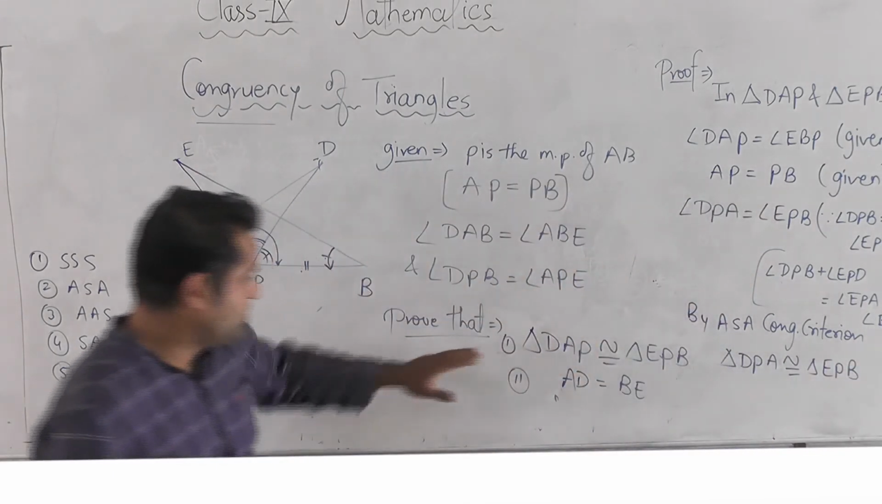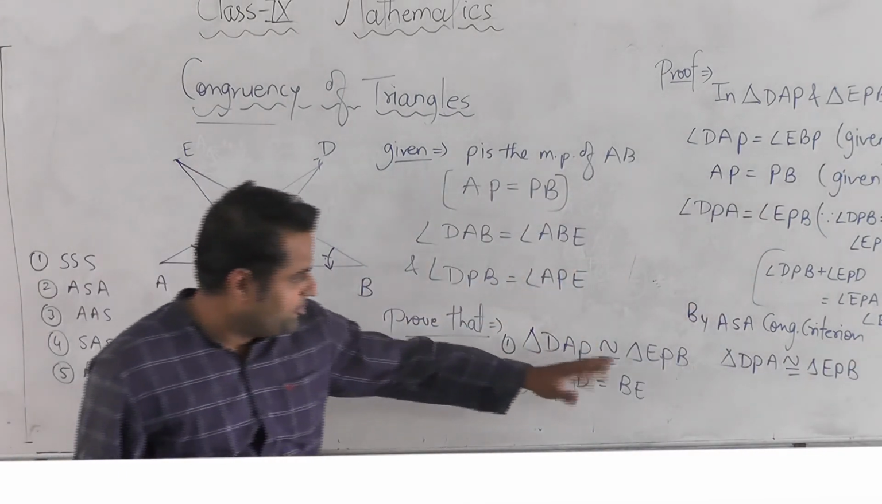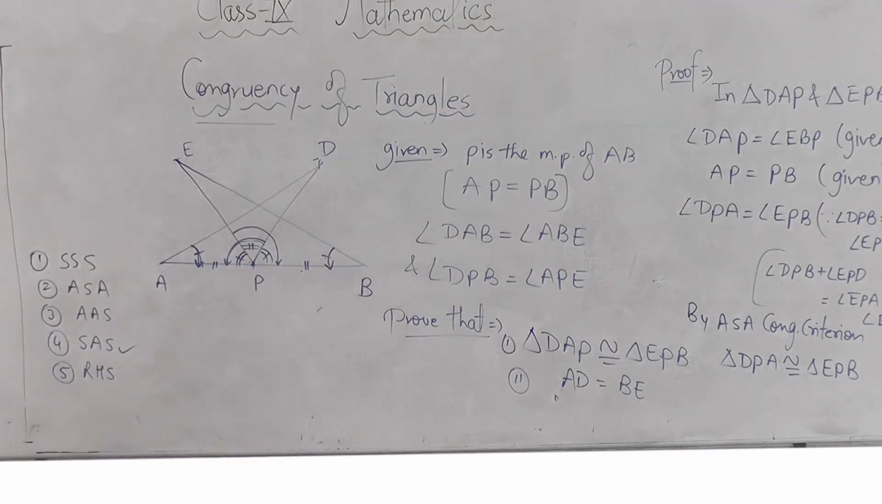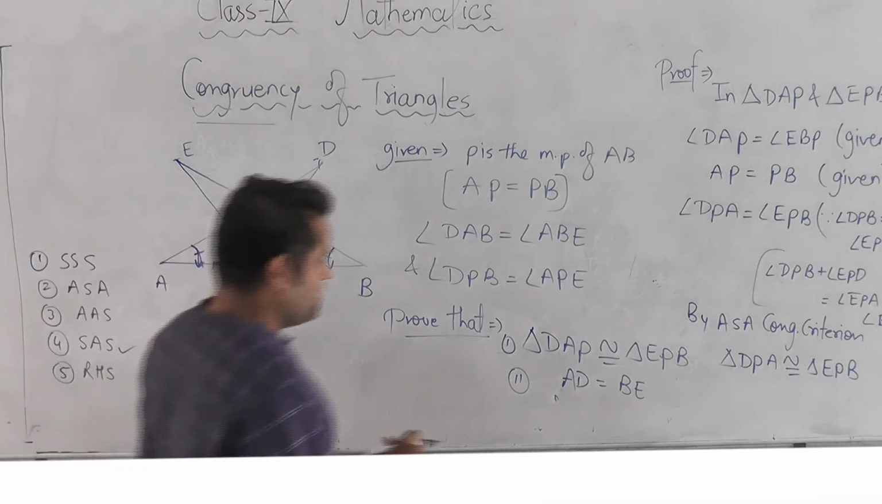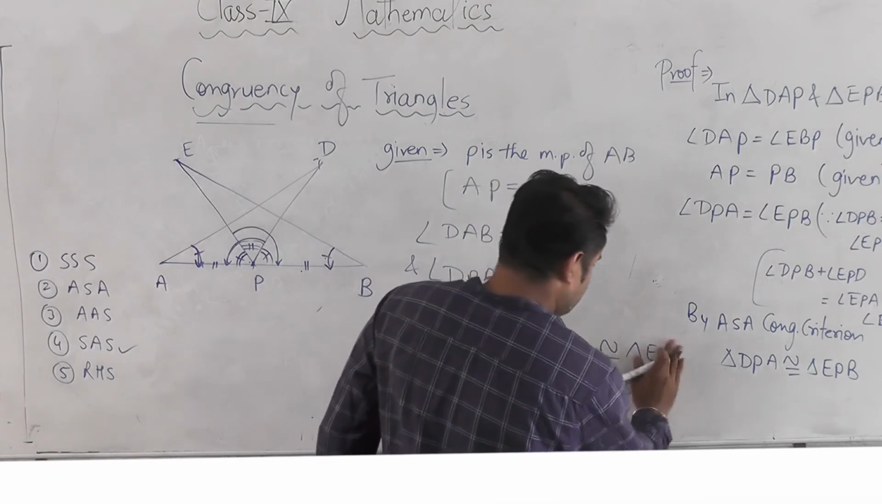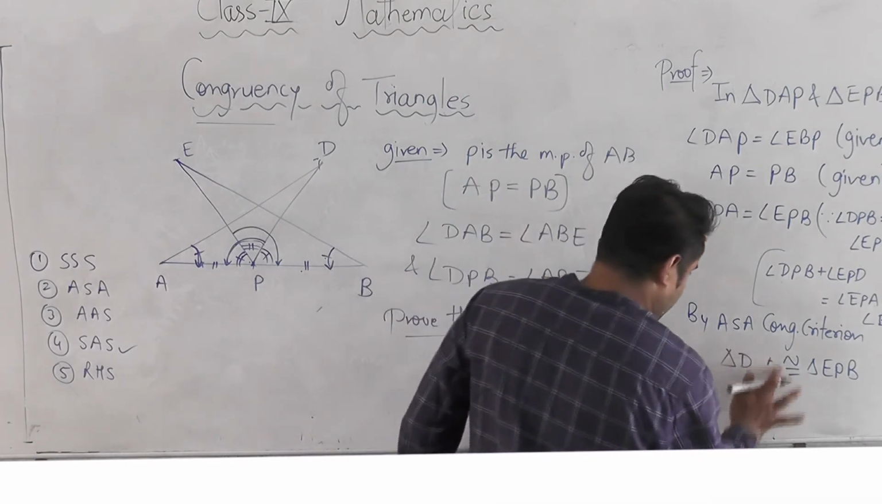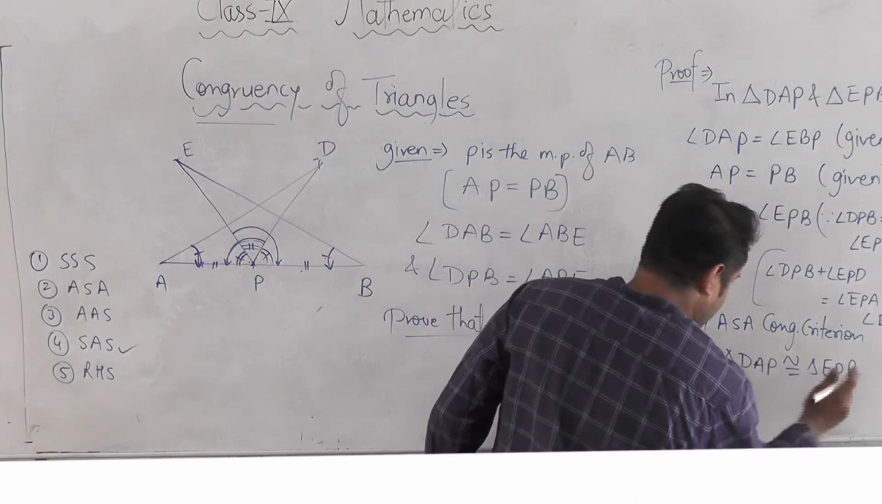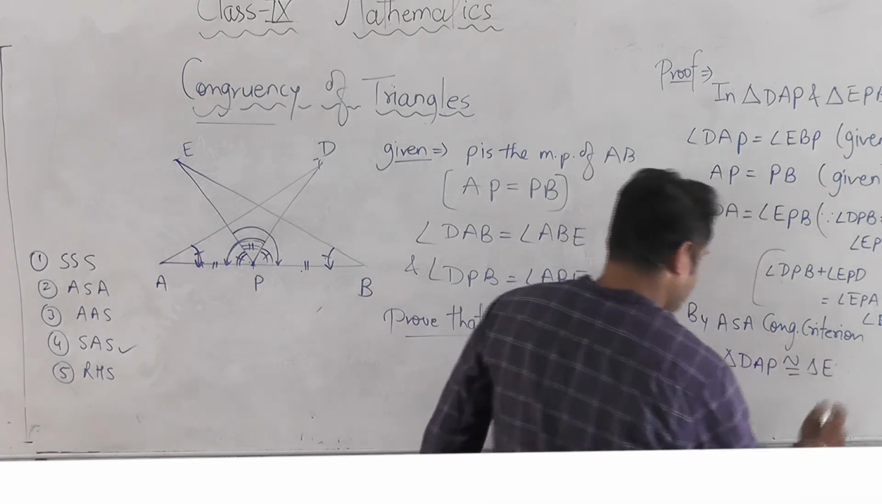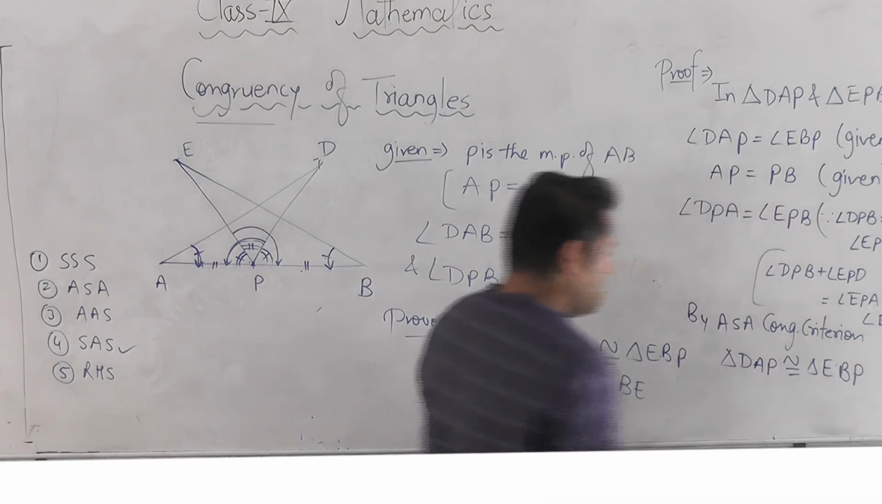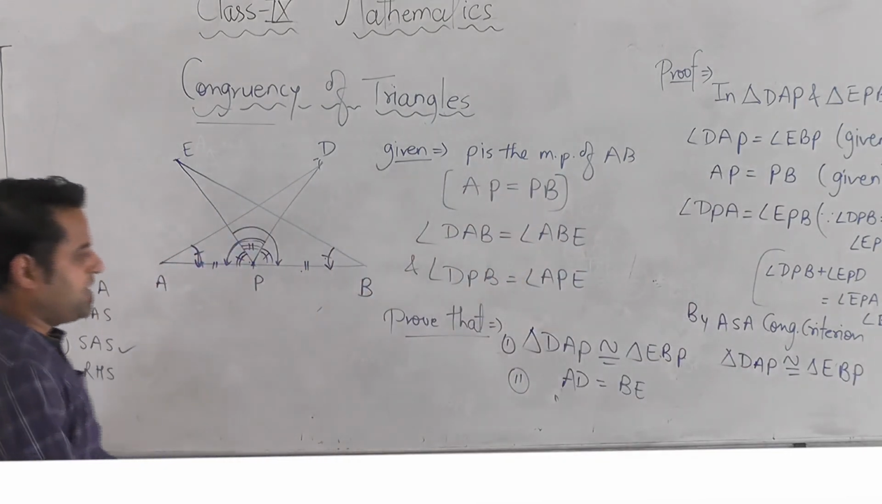Now, this is what we need to prove: DAP and DPB, okay, like that. Okay, DAP or DPA, DAP and EPP are congruent. I am writing it as whatever is given to us, DAP and EPP, sorry. These two triangles are congruent now.